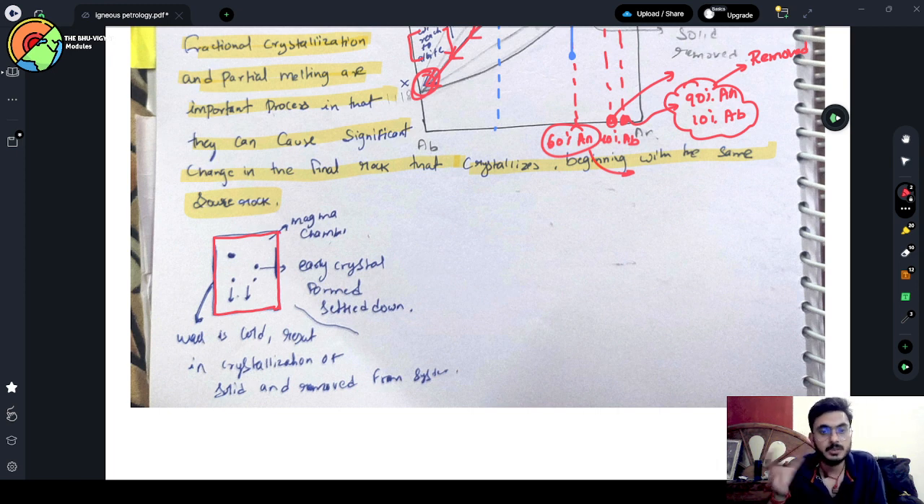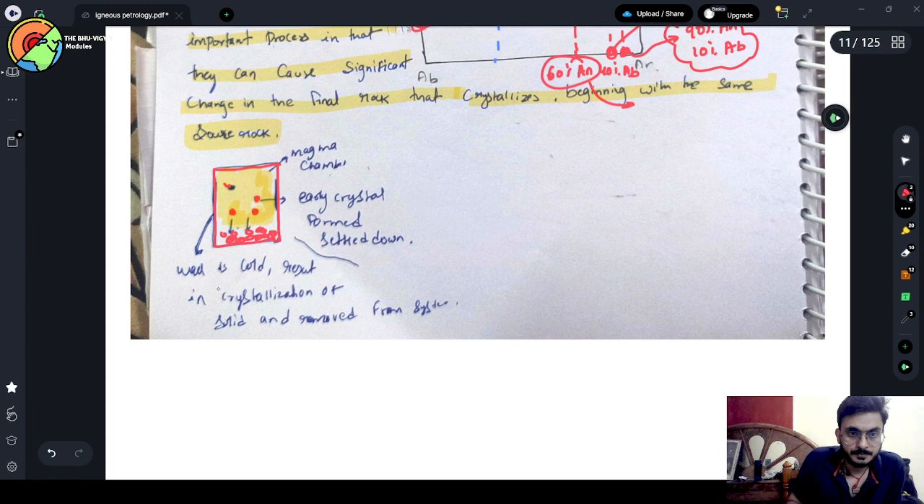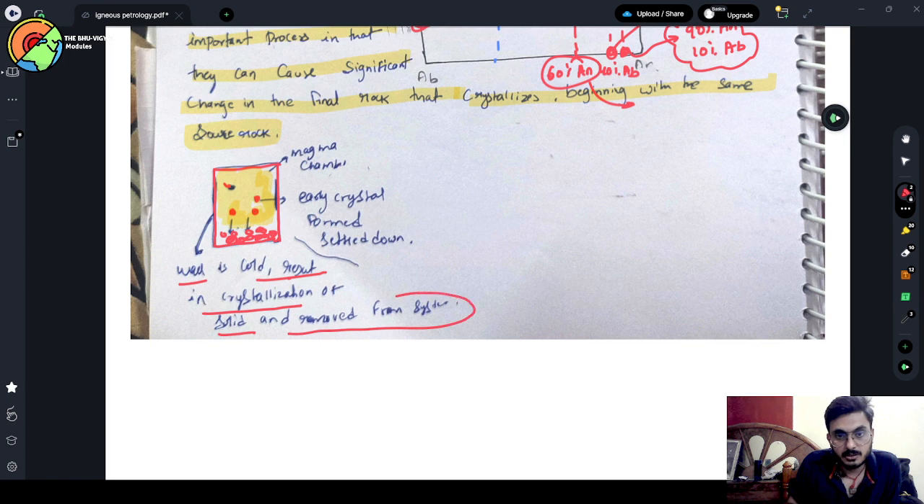Now let's say this is a plagioclase rich magma. Whatever early crystals form will settle down here, and because of this settling they will lose contact with the magma. So suppose here is the magma, these crystals which formed here will lose their contact from the magma. So here you can see the fractional crystallization process is happening, because whatever crystal is forming is not in contact with the magma now. So this I have written here: fractional crystallization will result in solid, and this solid is removed from the system.